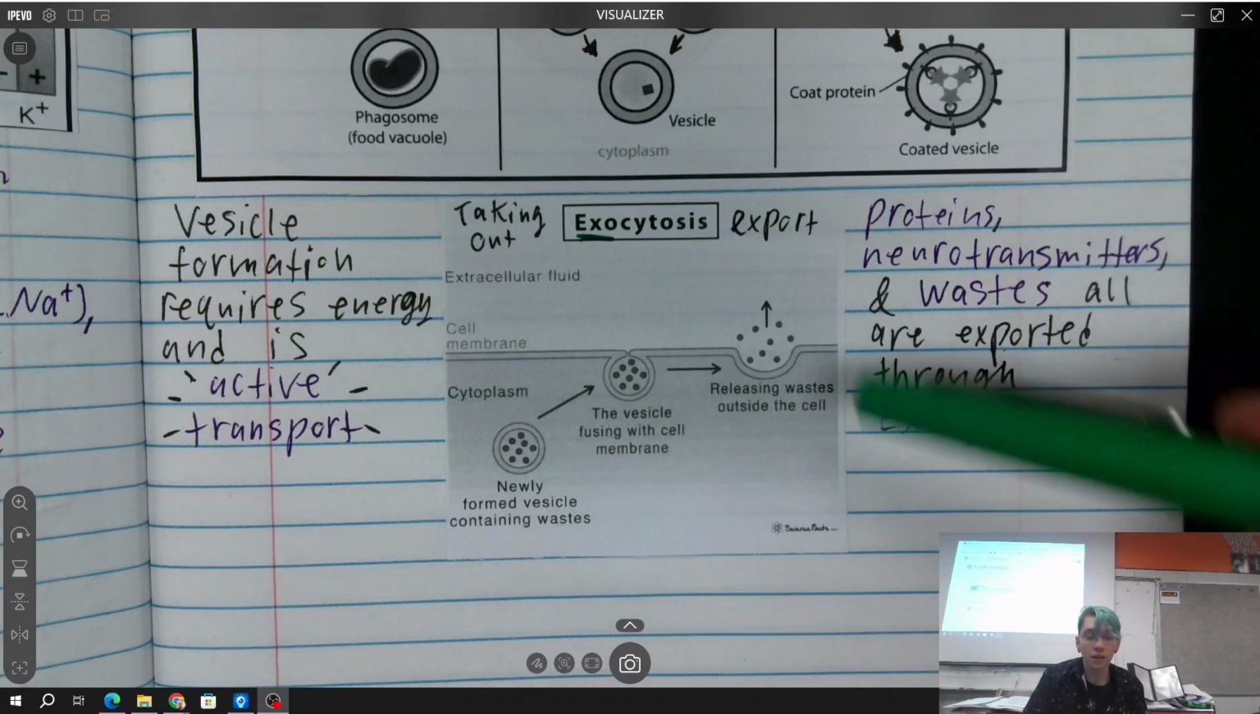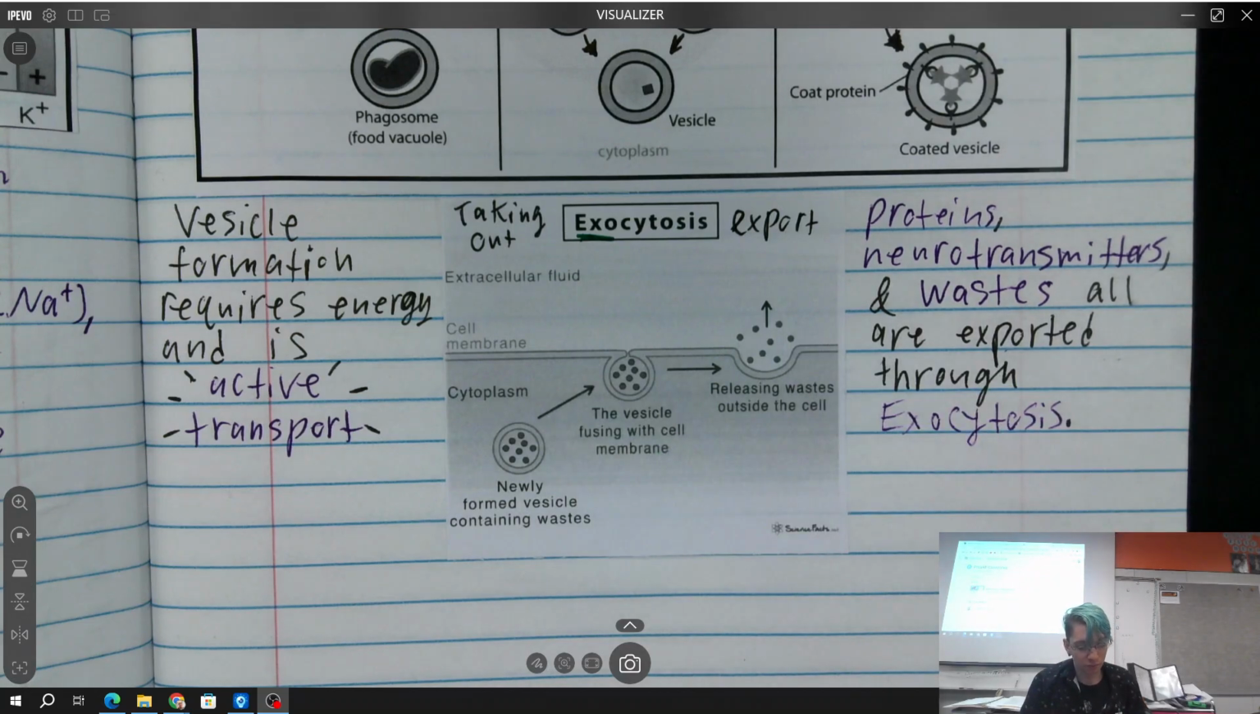We can also take in neurotransmitters and proteins, hopefully not taking in waste, through receptor-mediated endocytosis. And that's basically all this is. Y'all got this. Ask questions.